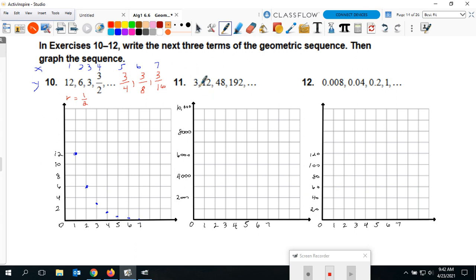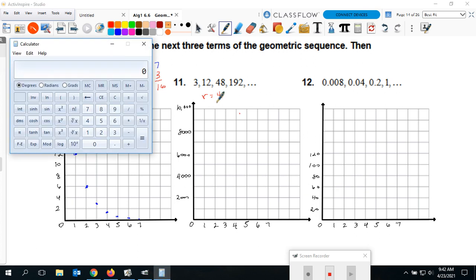All right, number 11, here's where we want to look for that common ratio. What are we multiplying 3 by to get 12? Well, we'd be multiplying by 4, so the common ratio here is 4. Fairly simple, and you can check that for the other ones. 12 times 4 is 48, and so on. Now 192 times 4, so we can bring up our calculator to help us on this. 192 times 4 gives us 768.